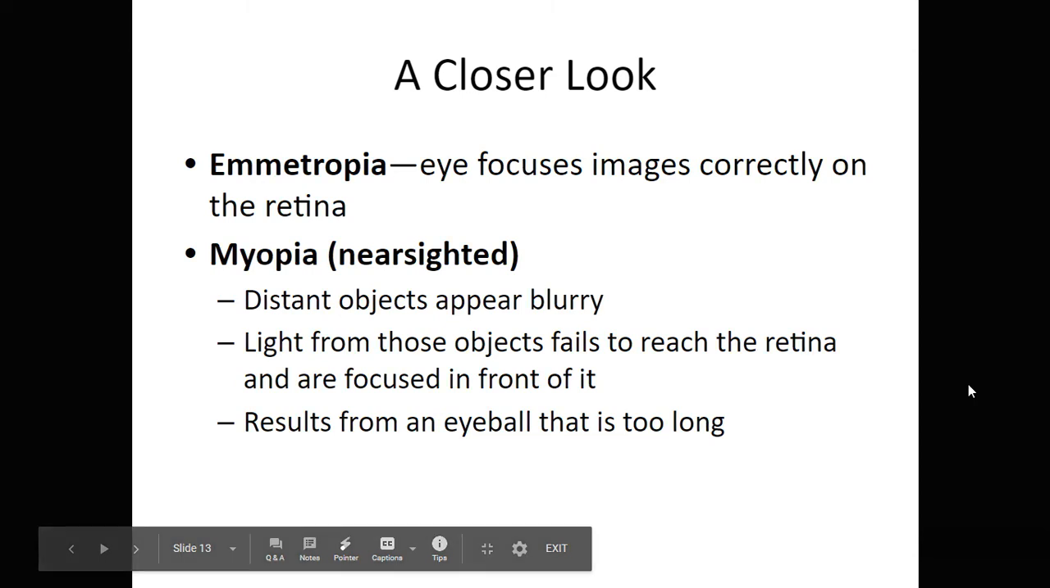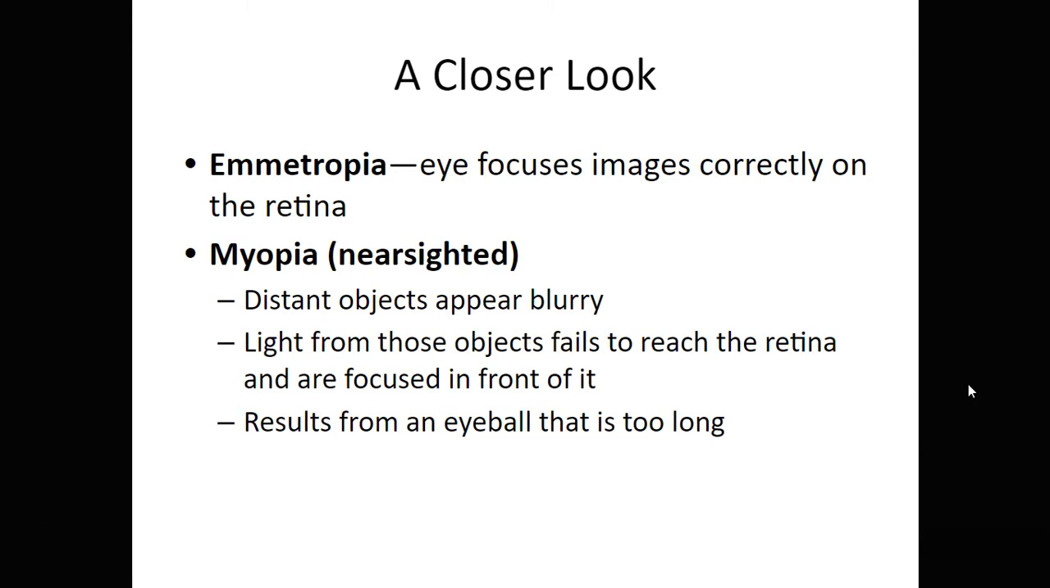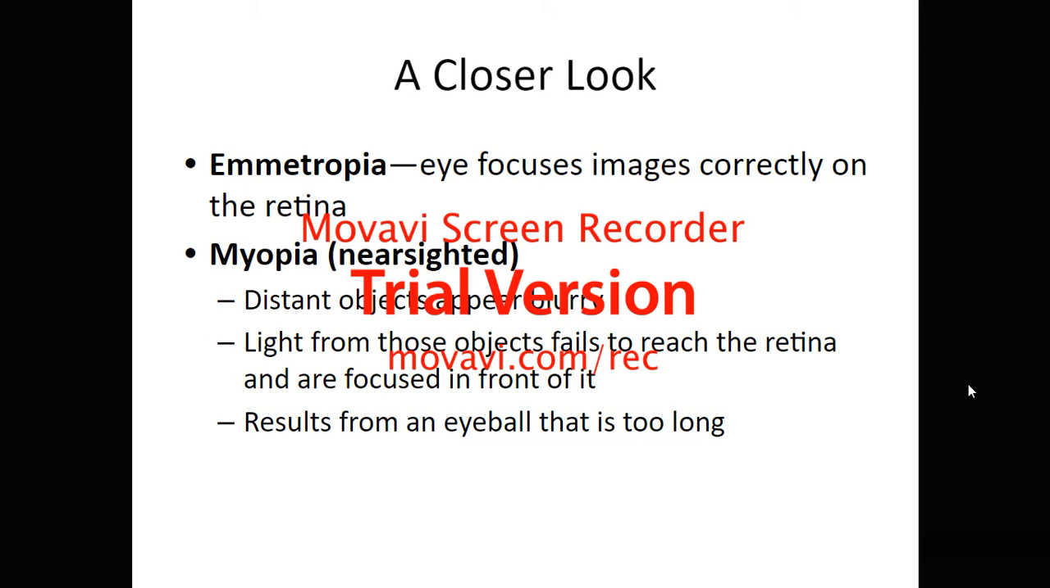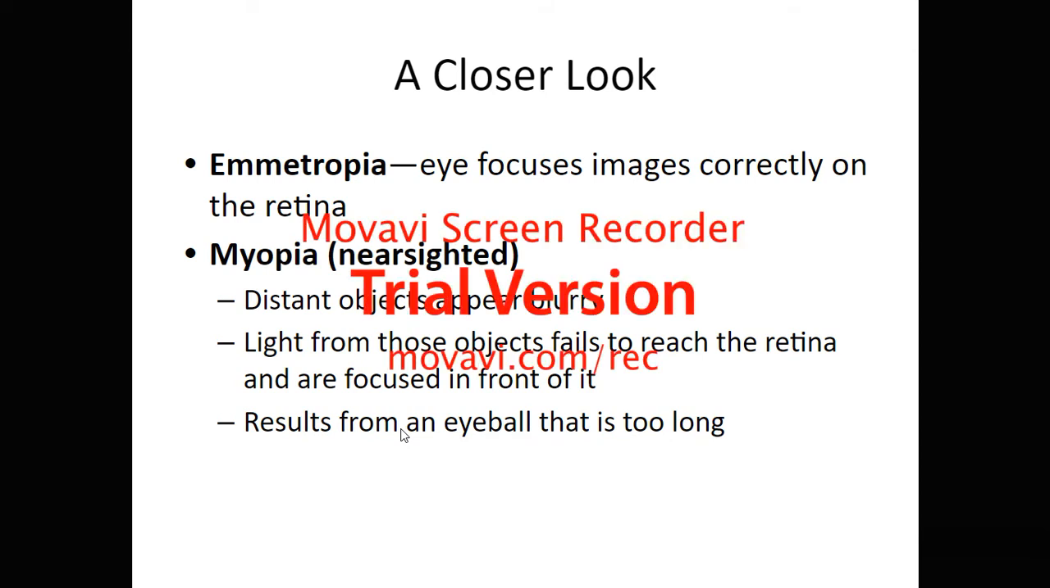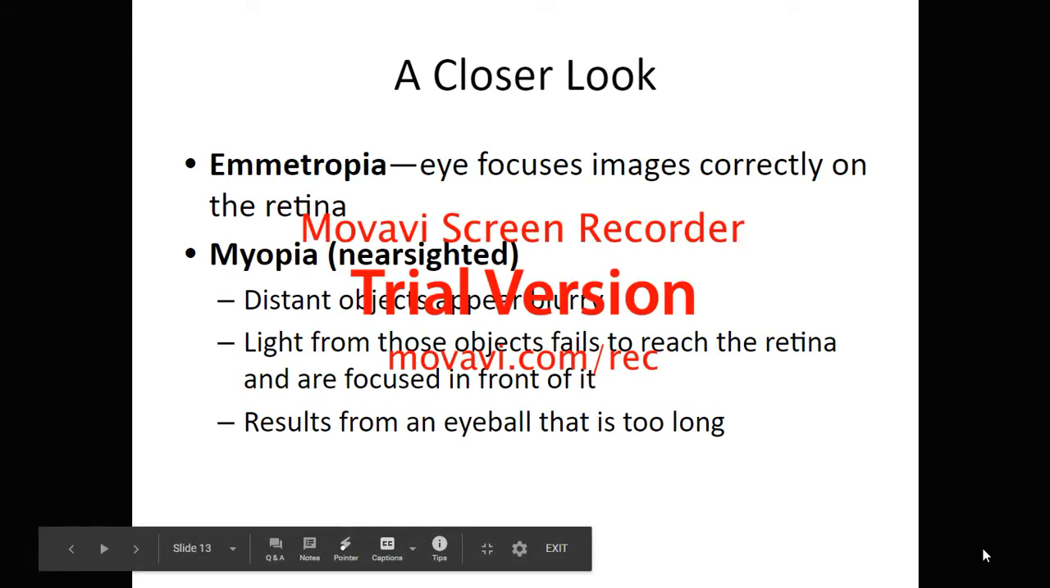But if light from an object fails to reach the retina, then you have what's called myopia, which is nearsightedness. So the distant objects are going to appear blurry. All right, and there will be a diagram of this in the next couple of slides. But essentially, it could result from an eyeball being too long.